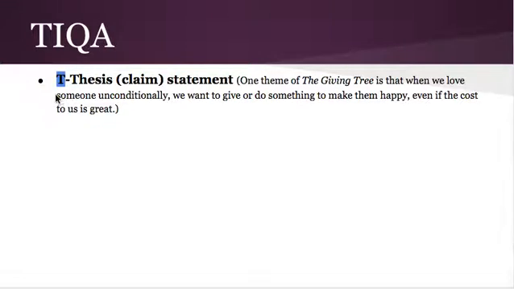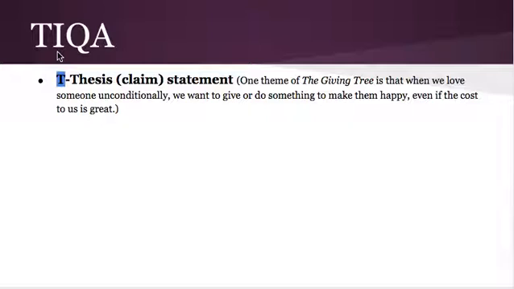The T part is the very first sentence of the paragraph, and it introduces your thesis or your claim. And we've been doing this all year. You make a claim and then you back it up with evidence. So we know how to do this. I'm going to use the giving tree as an example. I might start off my TIQA paragraph with: one theme of the giving tree is that when we love someone unconditionally, we want to give or do something to make them happy, even if the cost to us is great. So we're just stating our claim. Here's what the author's message was. That is the T in TIQA.